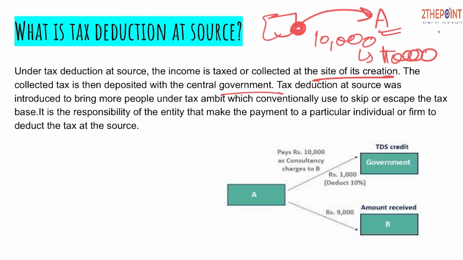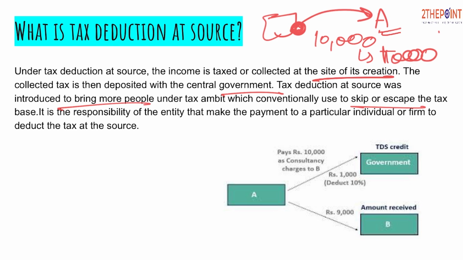As I've told you, tax deducted at source was introduced to bring more and more people under the tax ambit, who conventionally used to skip or escape the tax. Whenever a new thing is launched by the central government or any government, there is definitely a motive behind that, and the motive behind introducing tax deduction at source is to increase the tax base and bring more and more people under the tax ambit, who used to initially skip or escape paying the tax.